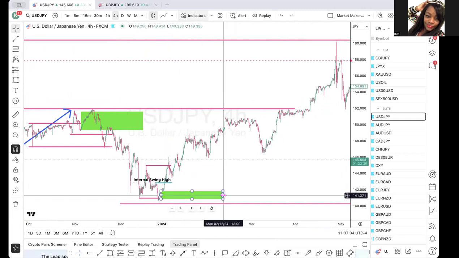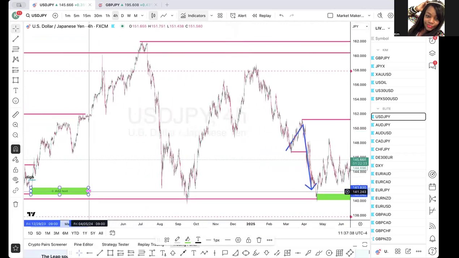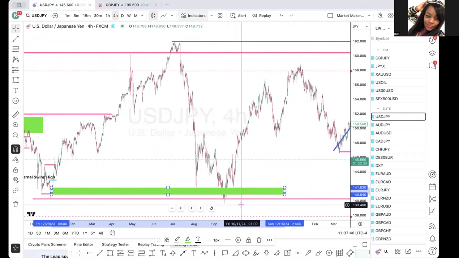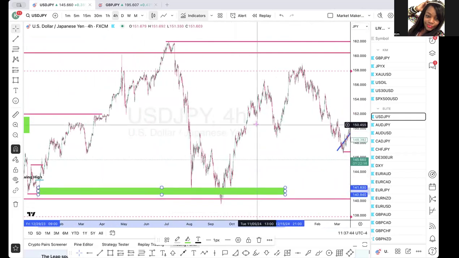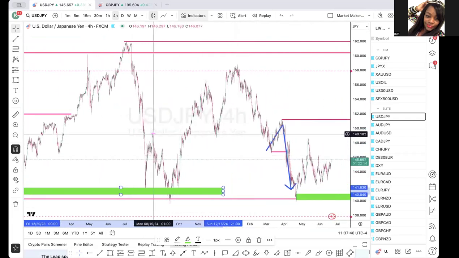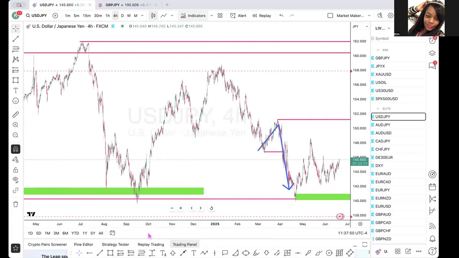Again, like I said, I would be looking for price to pull back. Oh, it did pull back. I forgot. I would be looking for price to pull back to that zone to then continue buying up. Price broke structure, so now I'm looking for price to pull back to this zone, which it did.